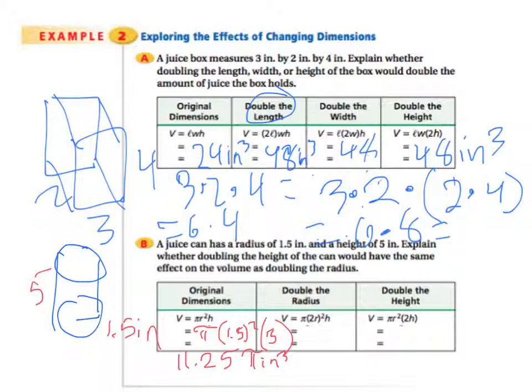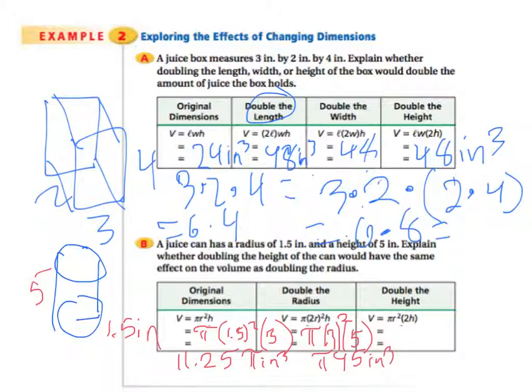Now we're going to do the same thing, but we're going to double the radius. What's 1.5 times 2? 1.5 times 2 is 3. So pi times 3 times 5. It should be pi times the radius squared, so 3 squared. So pi times 3 squared is 9, 9 times 5 is 45. So 45 pi inches cubed.